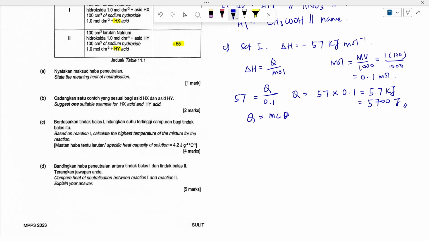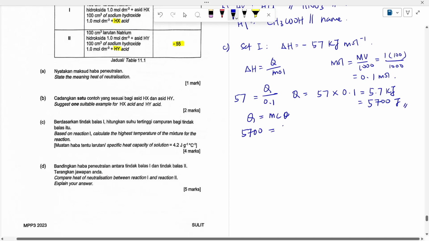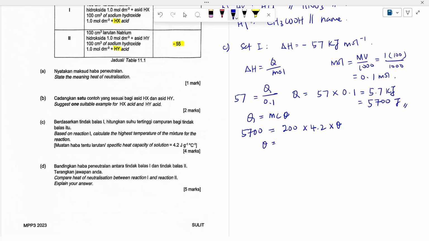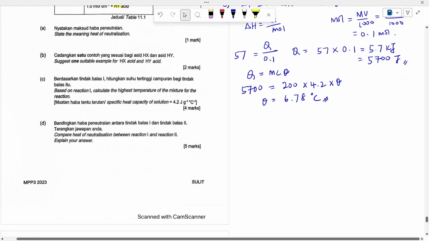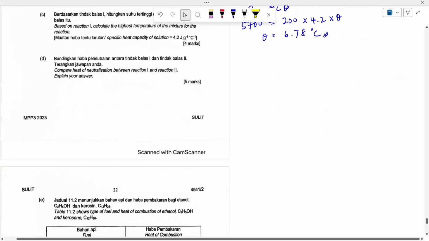So Q is 5700, m is 200, because the volume of the acid and alkali is 100 each, so total up, c is 4.2, times the theta. So we can find the theta is 6.78 degrees Celsius. The highest temperature here will be 6.78 degrees Celsius.